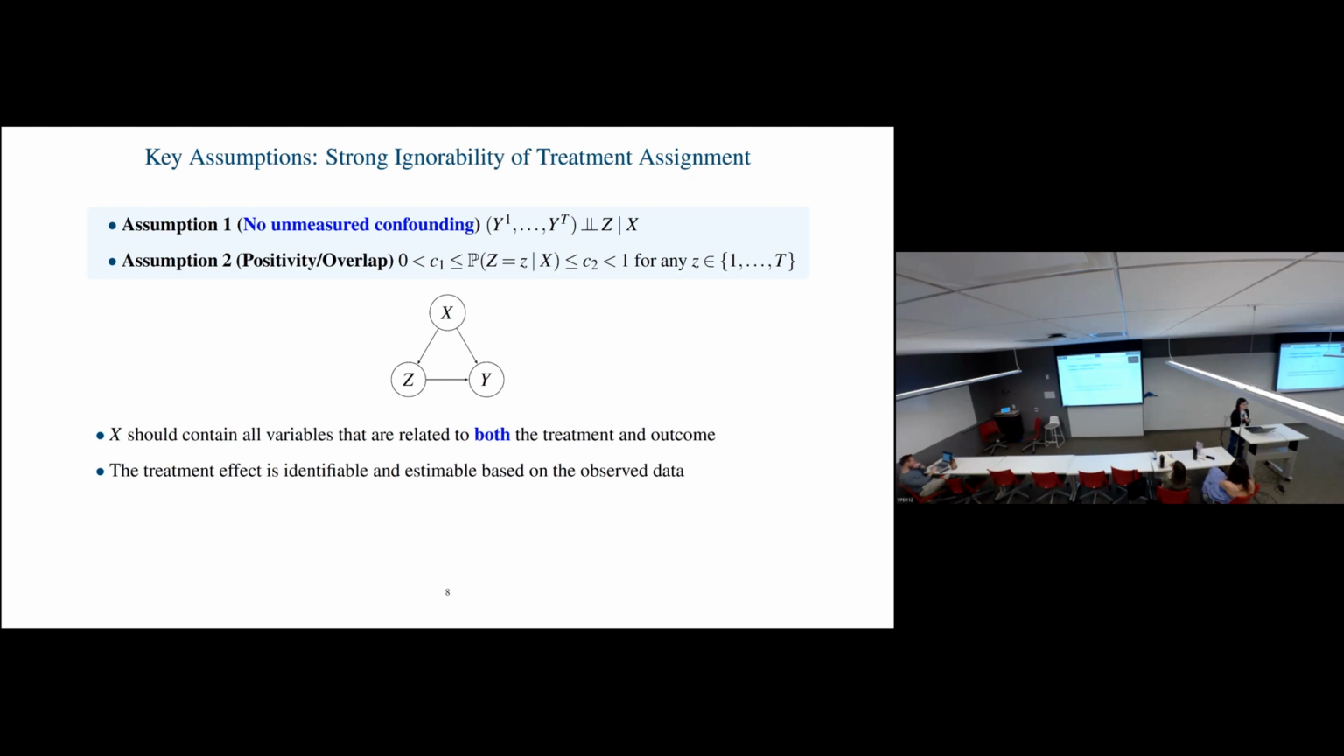And then the second assumption is positivity or overlap assumption. So it requires that for each subject, there is a positive probability of receiving any of the treatments. For example, Z can be 1 to capital K, and the conditional probability should be greater than 0. Okay, and the vector of these conditional probabilities is called the generalized propensity score if we focus on multi-level treatments. Okay, and under these assumptions, people show that the treatment effect is identifiable and estimable based on observed data. So you don't require potential outcomes to be observed for everybody. Okay.